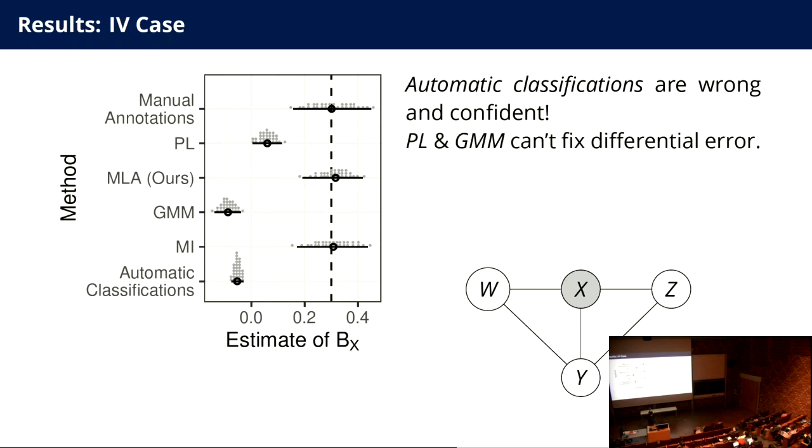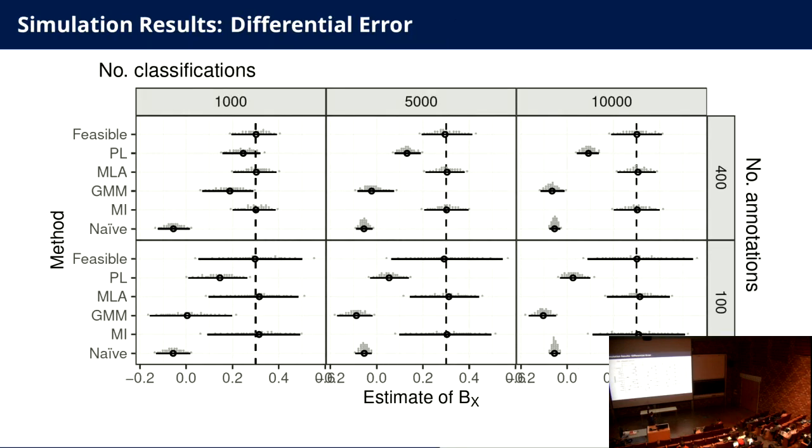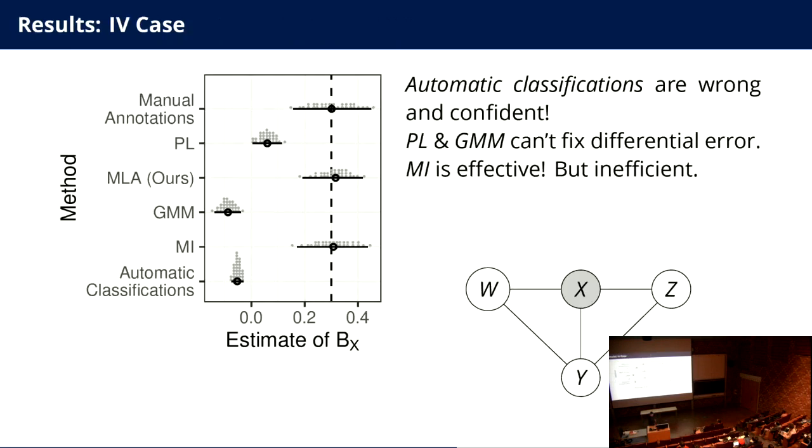The pseudo likelihood and GMM methods didn't fix differential error. The multiple mutation method was effective but inefficient. You can see that as you move from 1,000 to 10,000, the range of estimates shrinks. For the multiple mutation, it doesn't shrink very much, and the maximum likelihood adjustment shrinks more. So that's what I mean when I say it's inefficient. And then our method is more efficient.